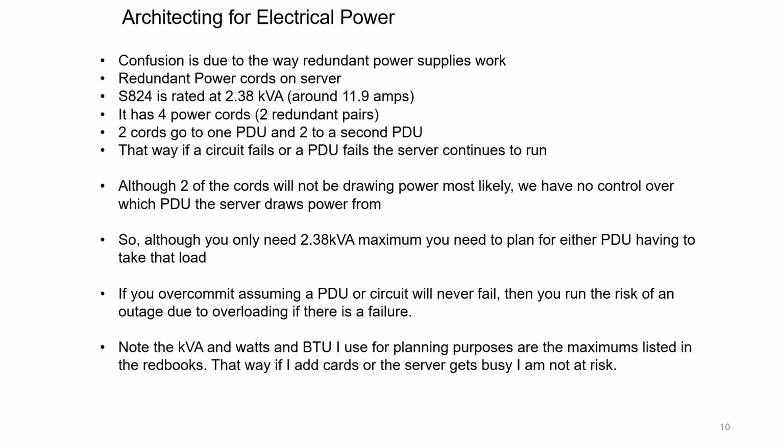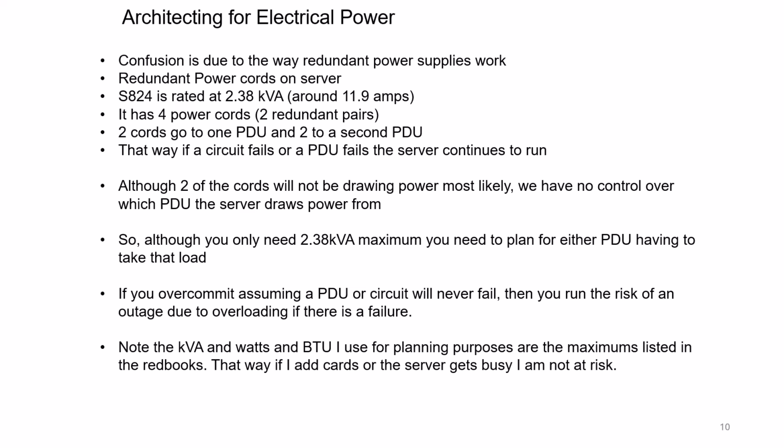Most of the confusion is due to the way redundant power supplies work. You have redundant power on the server, and you'll have redundant power cords. So if I look at an S824, for example, it has 4 power supplies and 4 power cords, and they are set up as 2 redundant pairs. 2 cords will go to one PDU and 2 to a second PDU, or you can spread them around 4 PDUs. The key thing to know is that 2.38 kVA is spread across 2 of the cords.